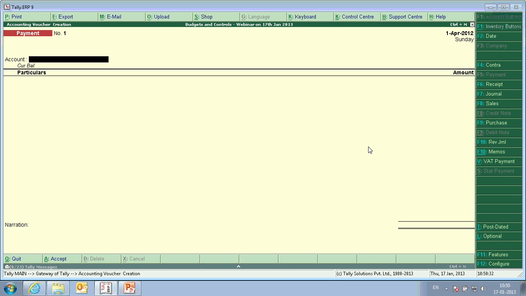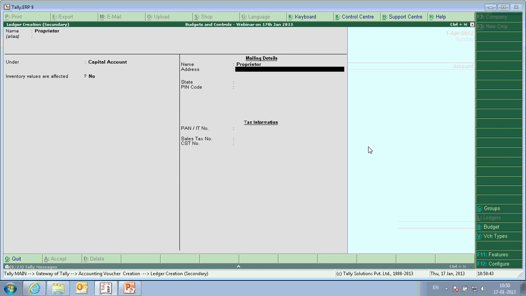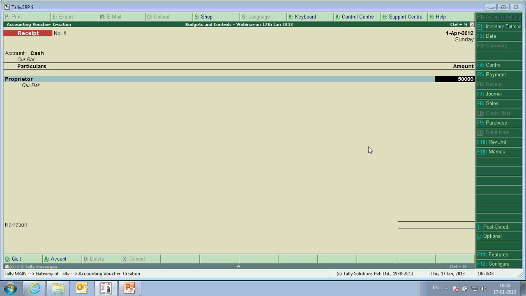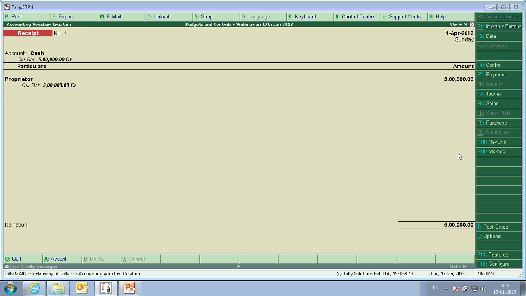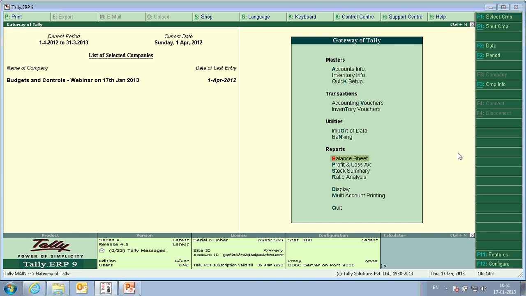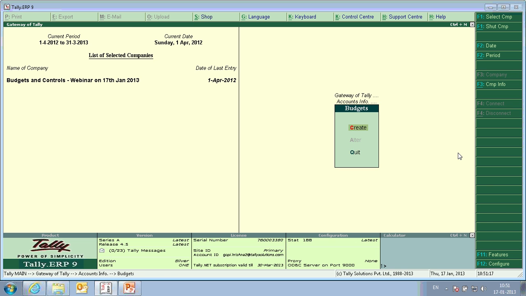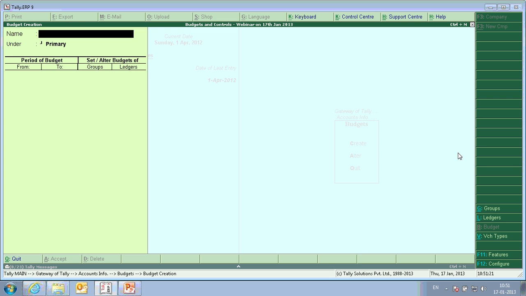So first one, if I take budgets, right? So I don't have any transactions right now. So let me put a capital of some amount. Just I'm taking, let me receive cash from my proprietor. So 5 lakh rupees, I'm just receiving it. So I have one transaction. And if I go to balance sheet, it shows 5 lakh is available for me, right? Then we will create a budget over here. So let me create a budget. So what I'll do, I'll just first create a group budget. Okay. So there are various ways you can create a budget, like ledger or groups, or even cost centers also you can create.